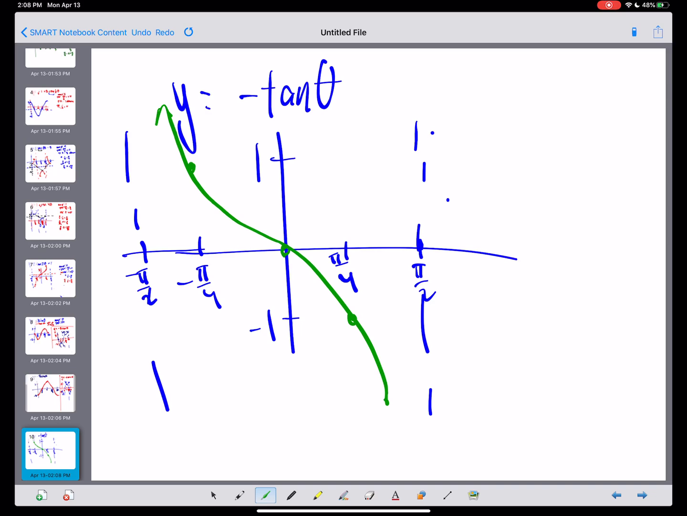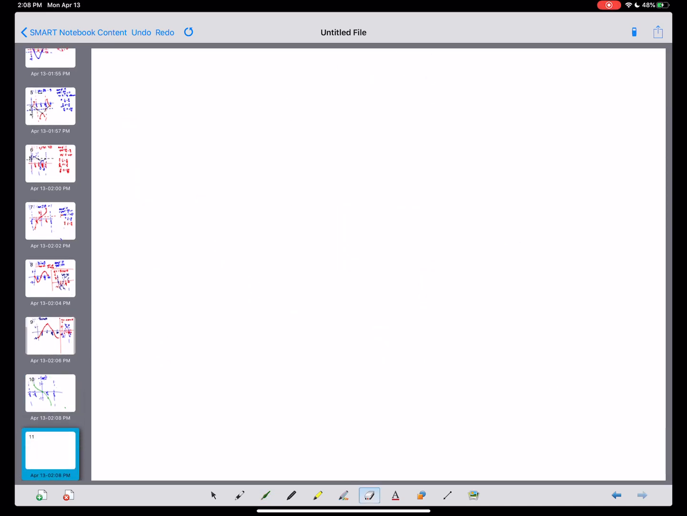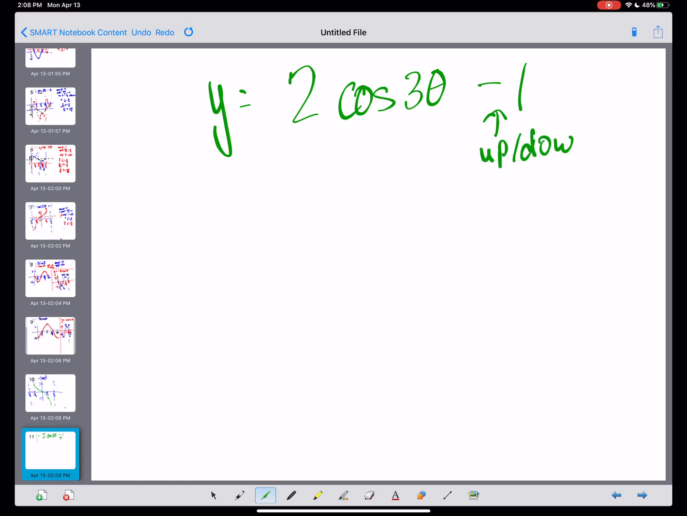Don't get confused. I'm worried for you guys to get confused between what if I add a -1 in there? Sorry, I'll do it in the next slide. If I do y equals 2 cosine of, I don't know, 3 theta minus 1, something like that, right? This minus does not cause the reflection. That -1 is up and down. Right? The negative needs to be directly in front.